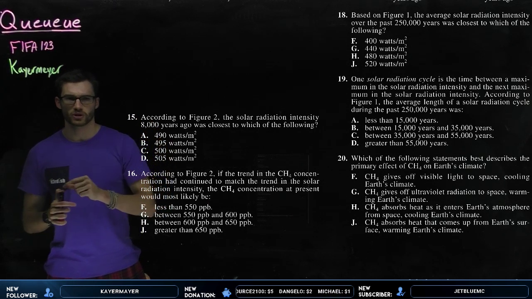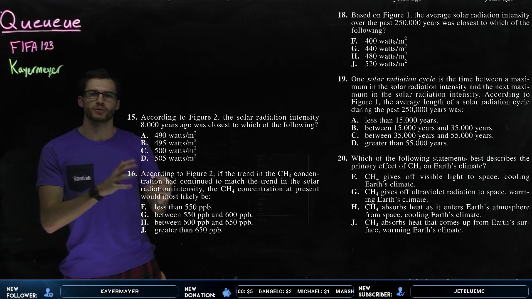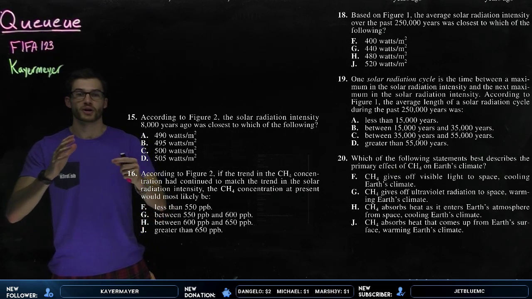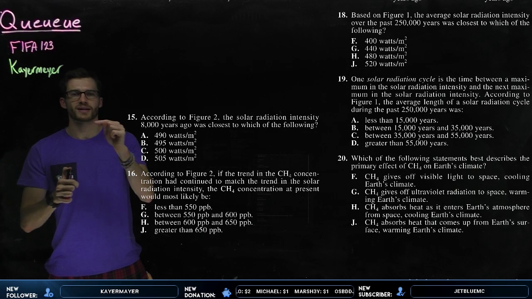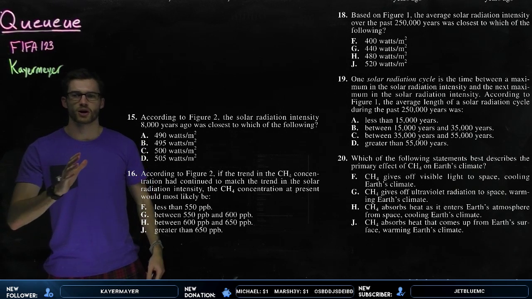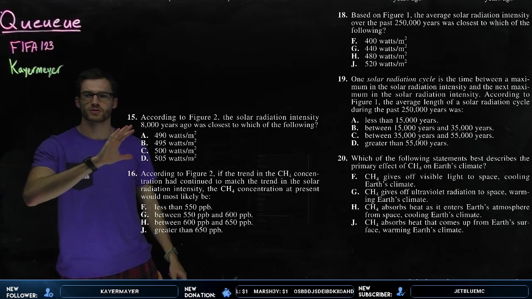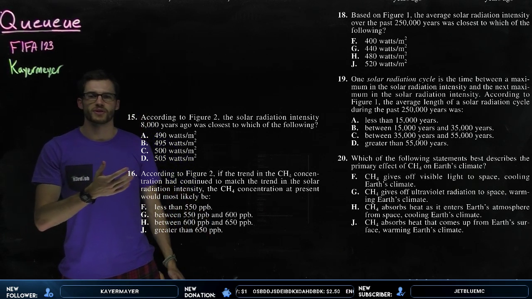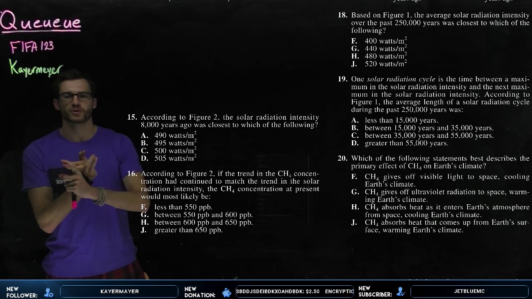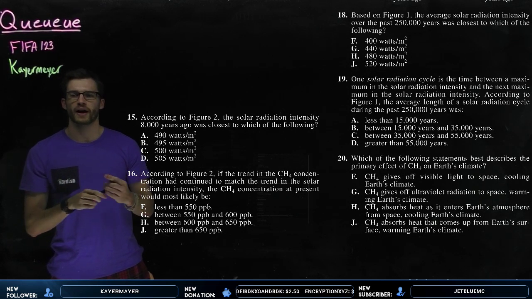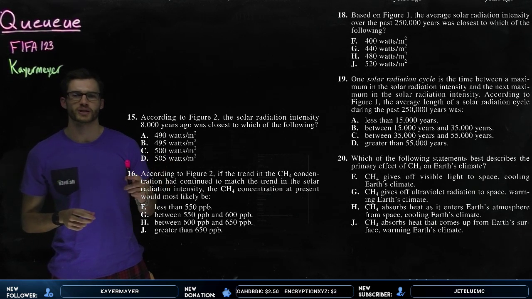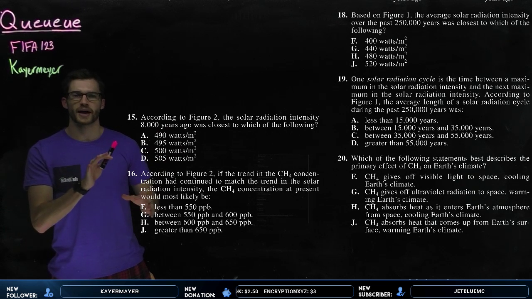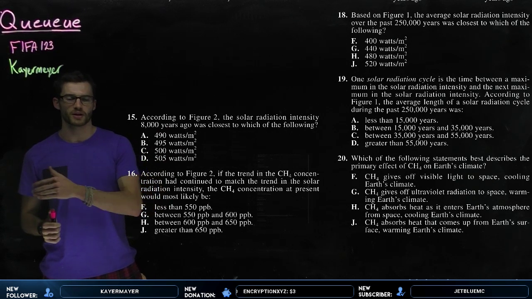Define every part of your question, and the answers are generally pretty straightforward. There exists a path, and you just need to identify it, if that makes sense. So what Brady did, I think, is you went to figure 2. Then you found solar radiation, you found 8,000 years ago, and you found what it's closest to, which of the following numbers. Now, this is the simplest one, but that approach has to work for every single other thing.